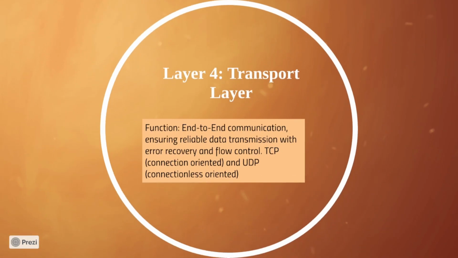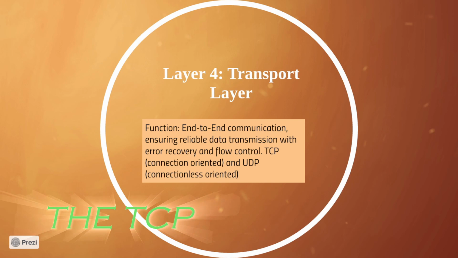Moving right along to layer 4, the transport layer. This is actually my favorite because it has its own model as well. Function is end-to-end communication, ensuring reliable data transmission with error recovery and flow control. You'll find TCP here, or Transmission Control Protocol. This is a connection-oriented protocol, usually for transferring files back and forth. And UDP, which is User Datagram Protocol. It's a connectionless protocol, usually transmitting streaming services, such as YouTube. Like right now, we're using UDP while you're watching this video.